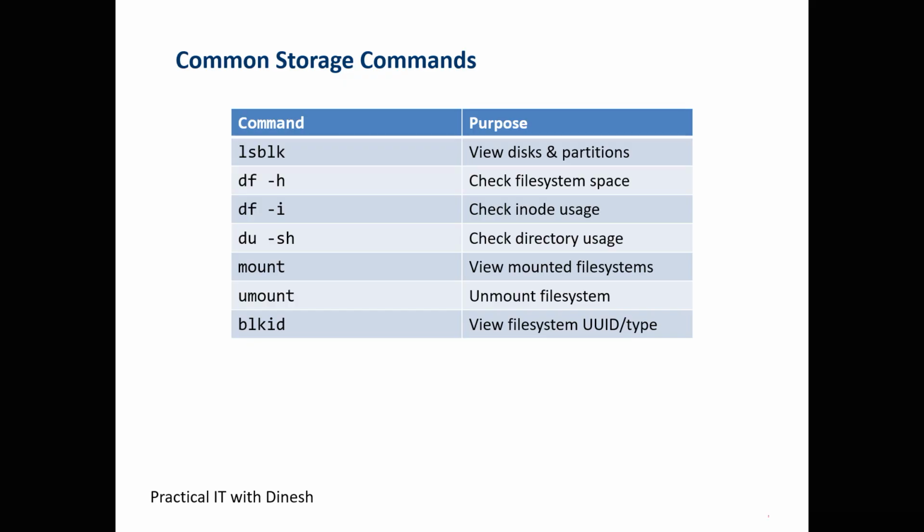These are some common storage commands. There are many storage commands, but I would like you to remember these three first: lsblk, df -h, and du -sh. lsblk tells me what storage exists. df -h tells me how much space is available. du helps me find where the space is being used. df -i gives the inode usage. mount is used to mount a file system, umount to unmount it. And blkid gives the file system or UUID information.